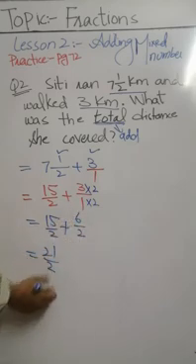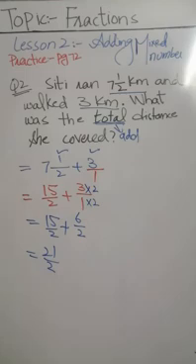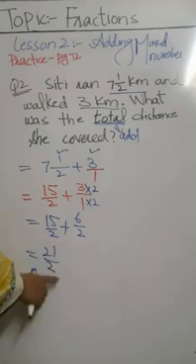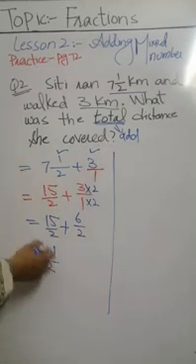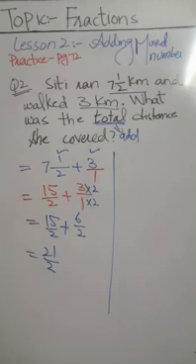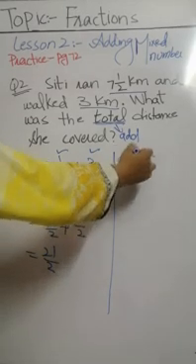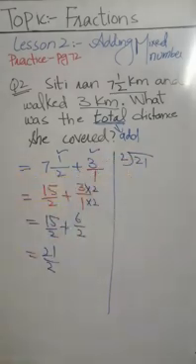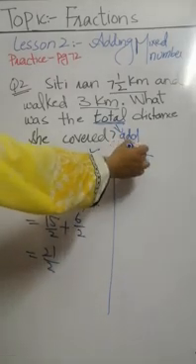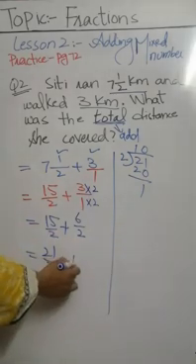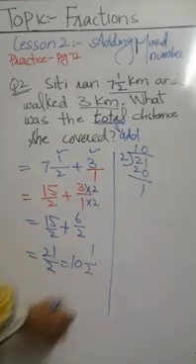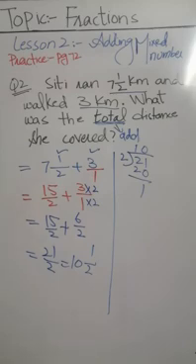Now we have 13 by 2. We get an improper fraction in which the numerator is greater than the denominator. We convert this improper fraction into a mixed number by dividing 13 by 2. 2 times 6 is 12, we get 6 whole 1 by 2. So this is the answer.